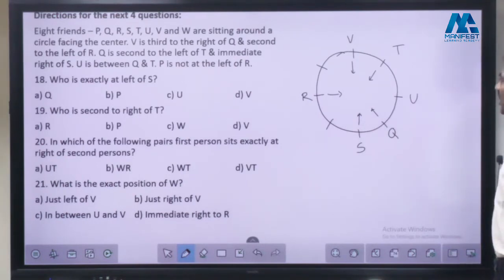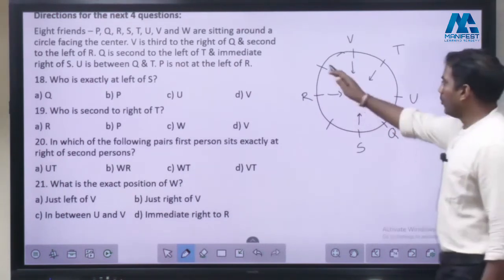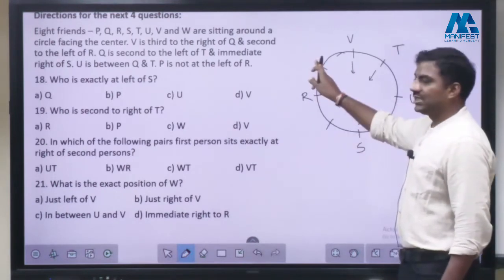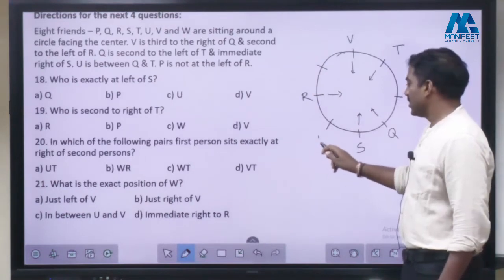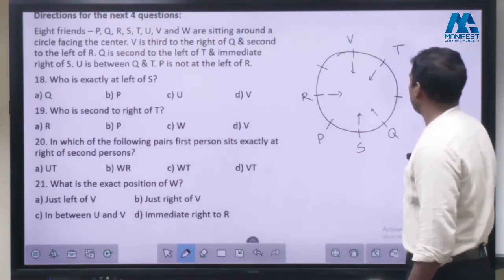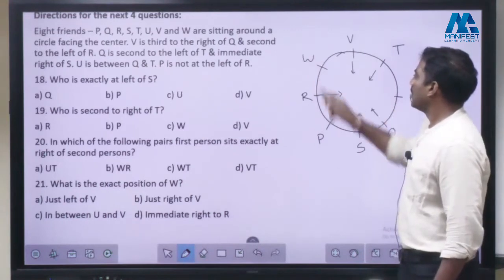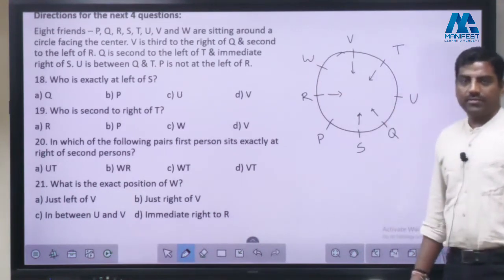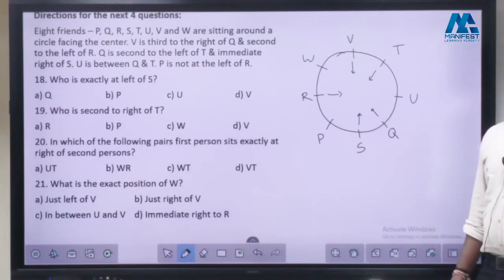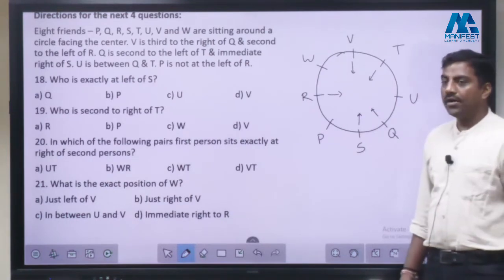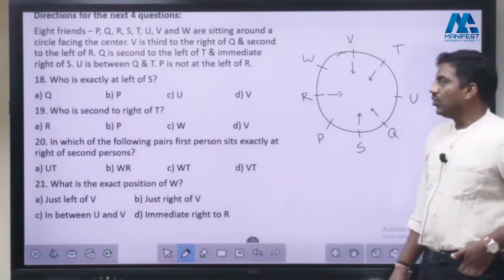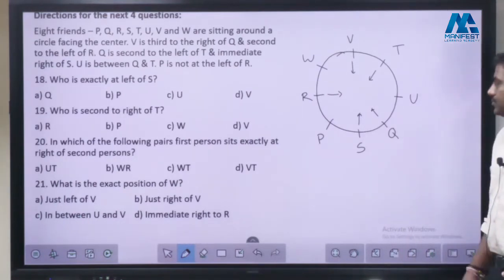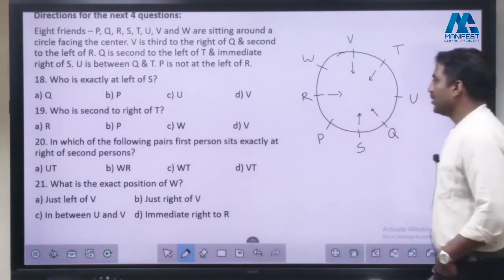P is not at the left of R. 2 positions are left. Here, this is left of R, but here P will not come. Only one position is left. Now, which person is left? W, correct? Yes or no? Simplest, very simple problem. Okay. Who is exactly at left of S? Exactly means again immediately. Yeah.